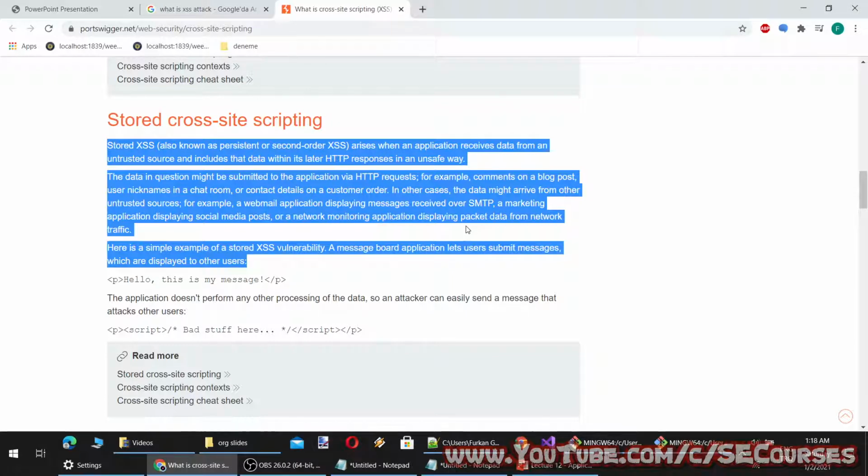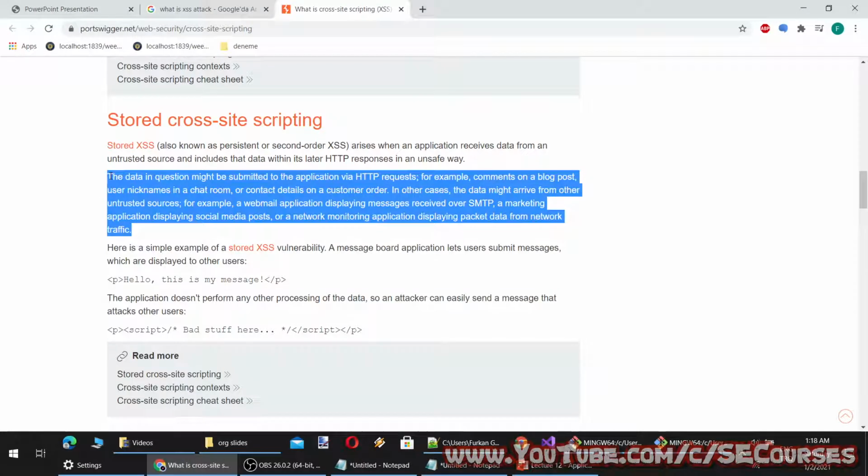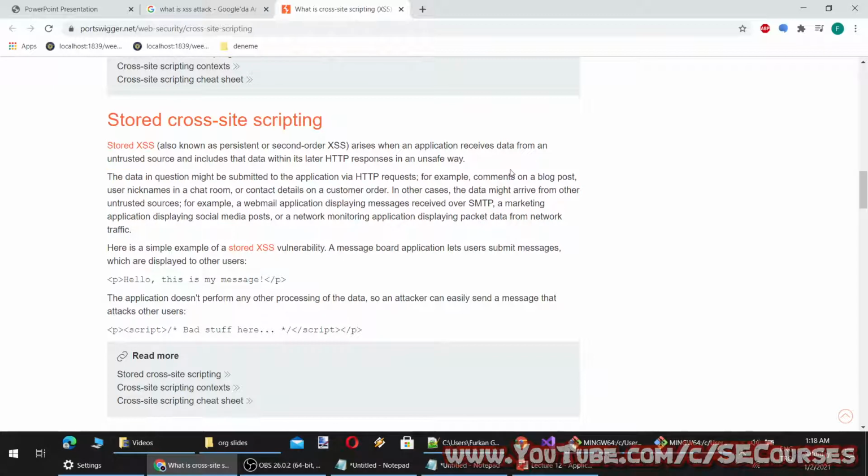Stored XSS, also known as persistent or second-order XSS, arises when an application receives data from an untrusted source and includes that data within its later HTTP responses in an unsafe way. The data in question might be submitted to the application via HTTP requests, for example, comments on a blog post, user nicknames in a chat room, or contact details on a customer order.